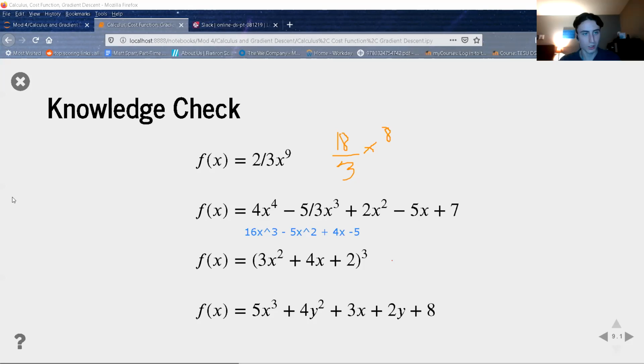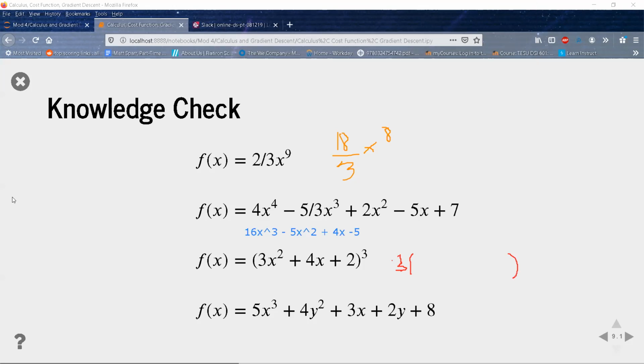It doesn't work for me. You have to let go before it'll let you see. Oh, like this. There we go. It's so ugly. So this whole thing squared. Yep. And then you just multiply that by the derivative of the inside. Multiply the whole thing. Yep.